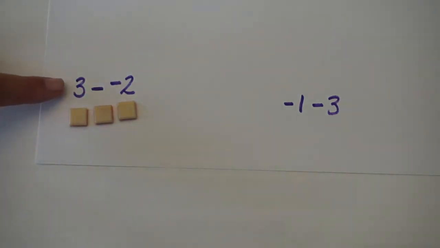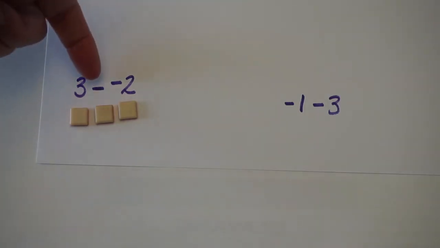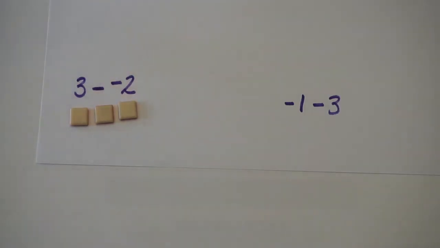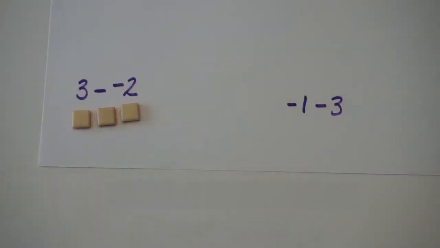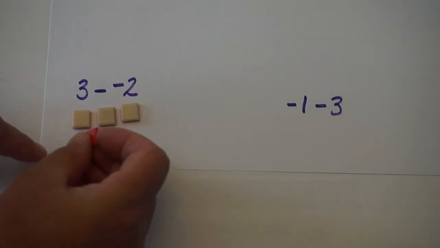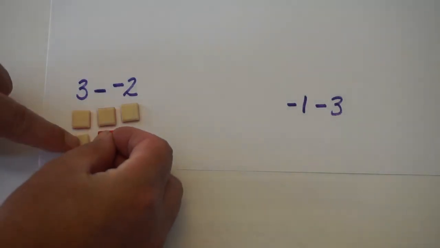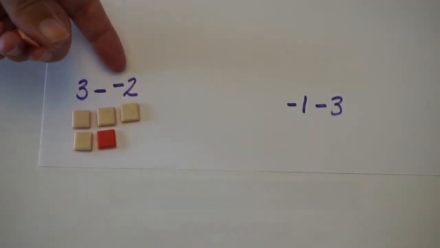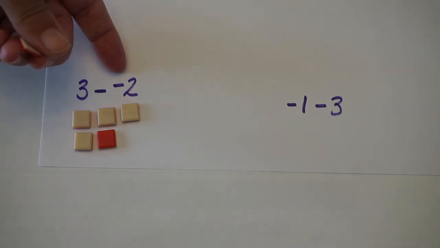So there's the 3. We've represented the 3. But now I need to take away 2 negatives. Well, I don't see any negatives there. Nothing is red. In order to be able to do that, I need to get 2 negatives in there. Well, how am I going to do that without changing the value, or without changing what the problem is? Well, what we're going to do is introduce enough zero pairs so that I'm going to be able to take out negative 2.